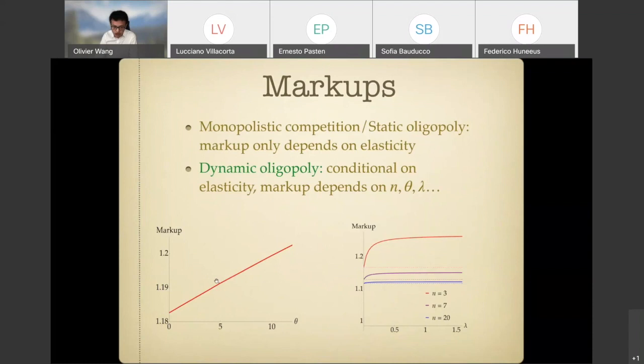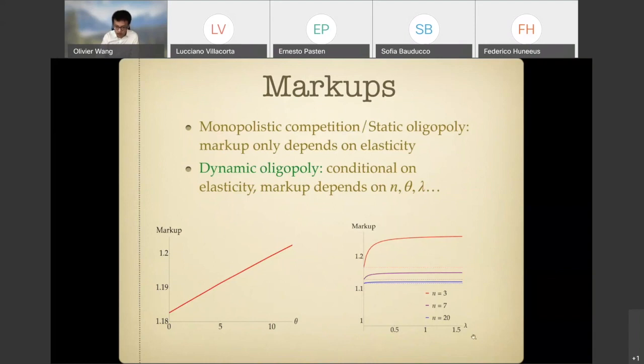So the effects are not large if you think of just the absolute effect on the markups. For instance, here I'm increasing theta from 0 in CS to 10. I have 3 firms, so you go from 0.18 to 0.2. But what matters for the formulas then is markup minus 1. Remember? So then the effects can be potentially large for the half-life, for the slopes.